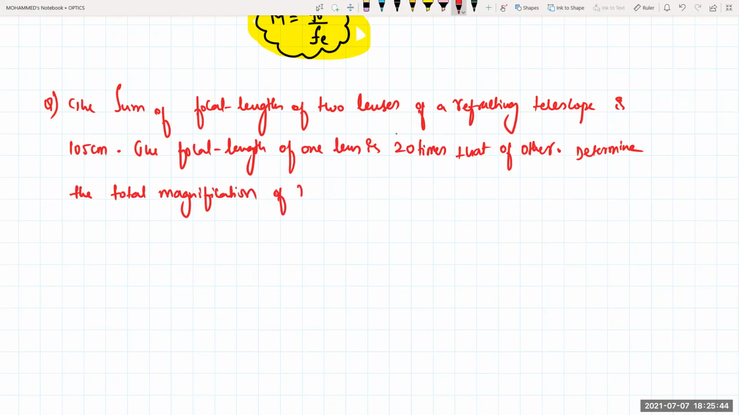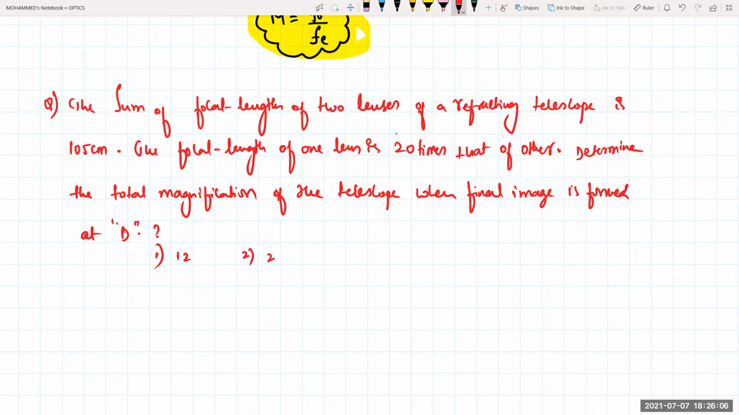Total magnification of the telescope when the final image is formed at the least distance of distinct vision, that is capital D. First option is 12, second option is 20, third option is 15, and fourth option is 24. See which option you are getting. I'll give you a minute. Try to do it out.